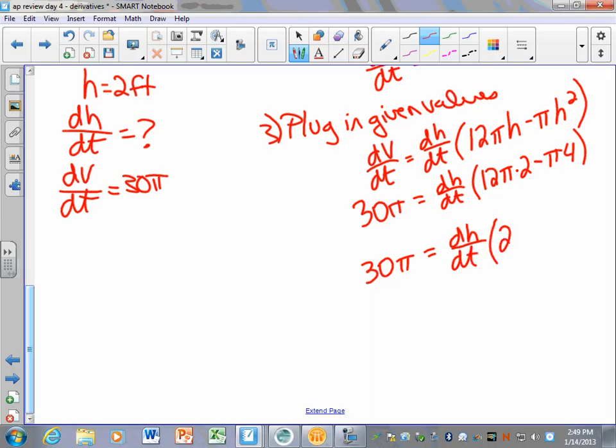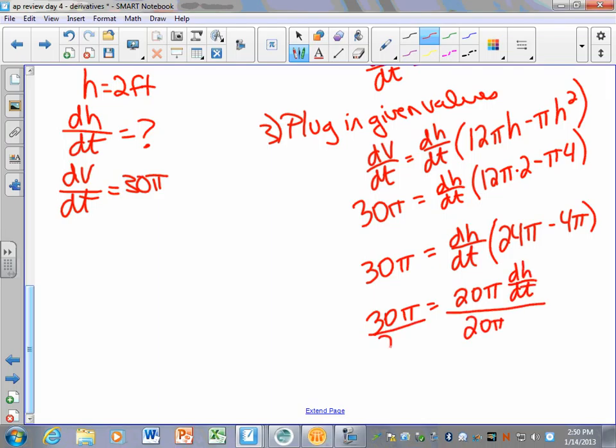So what's that going to be? 24 pi minus 4 pi, or that's going to be 20 pi dH over dt. So to solve that, I'm going to divide by 20 pi, and I get that dH over dt is 3 halves.